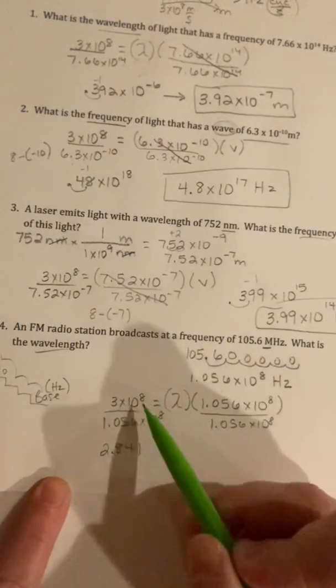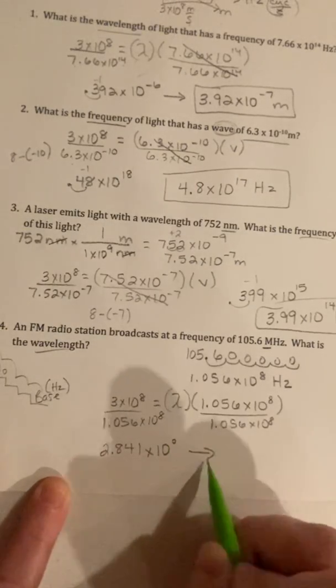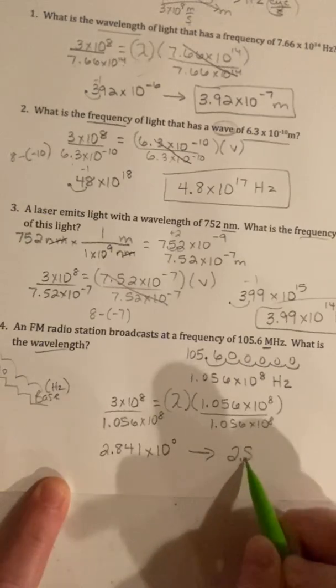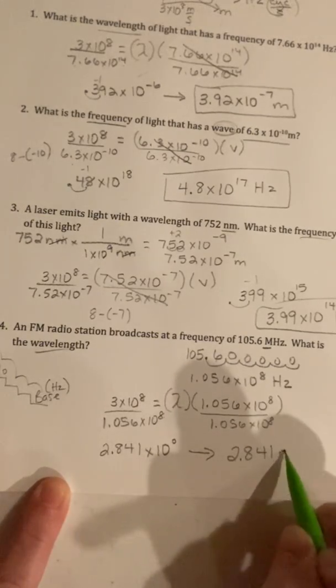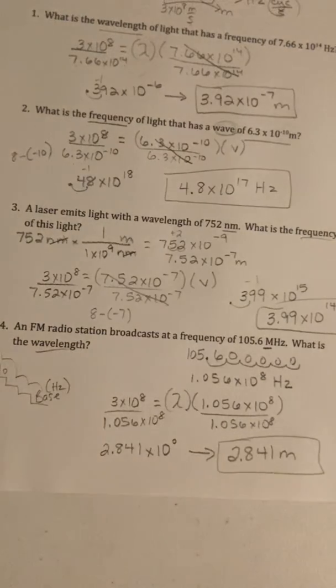And then if you look at your exponents, that's going to be 0, so you don't really need to do that. So your answer is really just 2.841, and you have that in meters. And that is how you solve those problems.